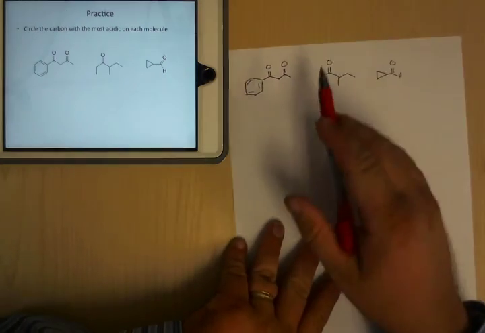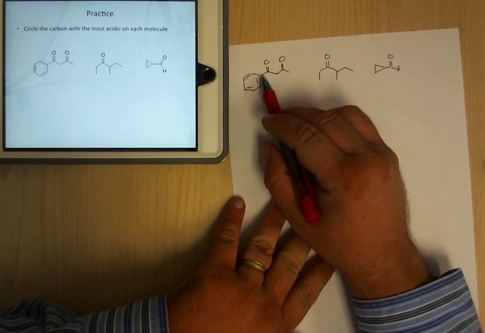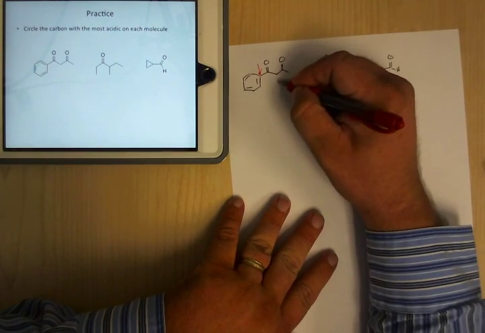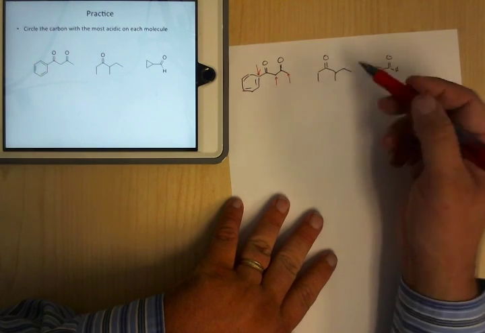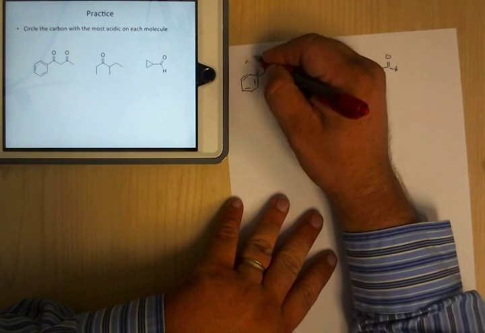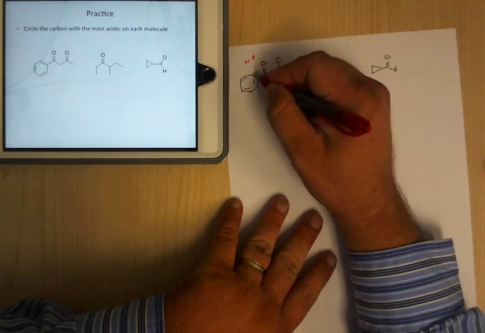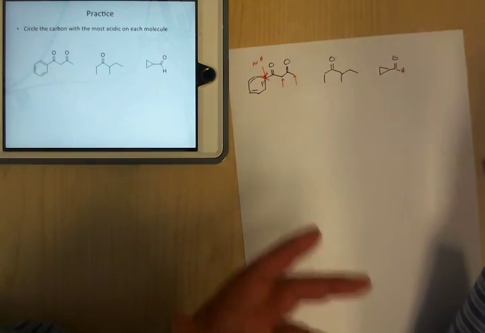Okay, so on this side here, we just go from one side to the other. So we're looking at here, here, and here. Here, no hydrogens. There's no H's. It's just all carbon bonds. So it can't be that. There's no hydrogens. Look at that.